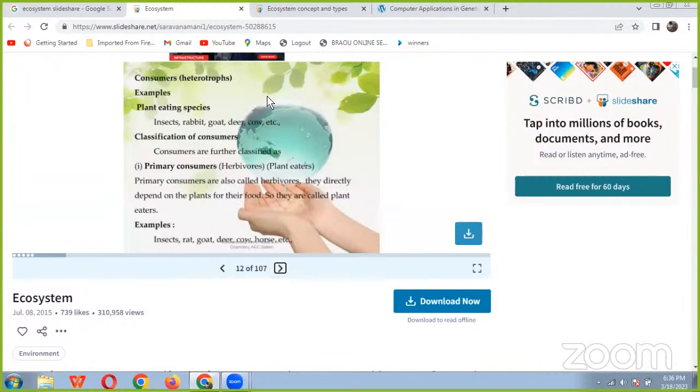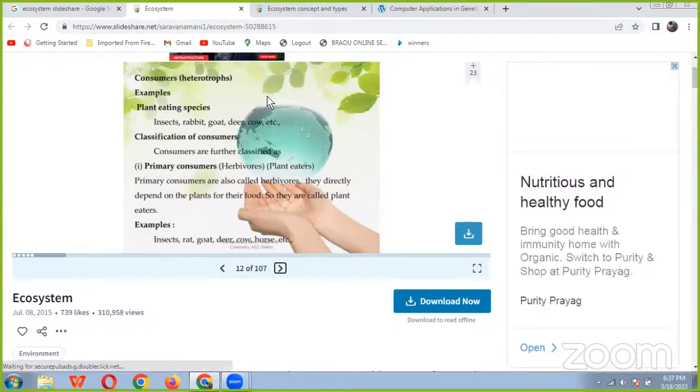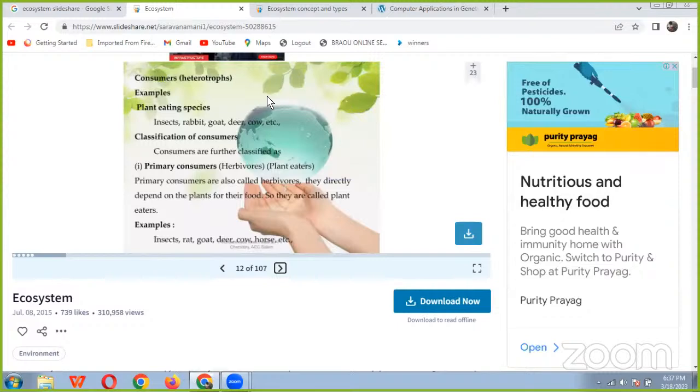Next one is the consumers. The first one, the producers, is over. The producers are autotrophs. The consumers are heterotrophs. Mainly, heterotrophs are plant-eating species: insects, rabbit, goat, deer, cows, and some other animals also. These are the heterotrophs.